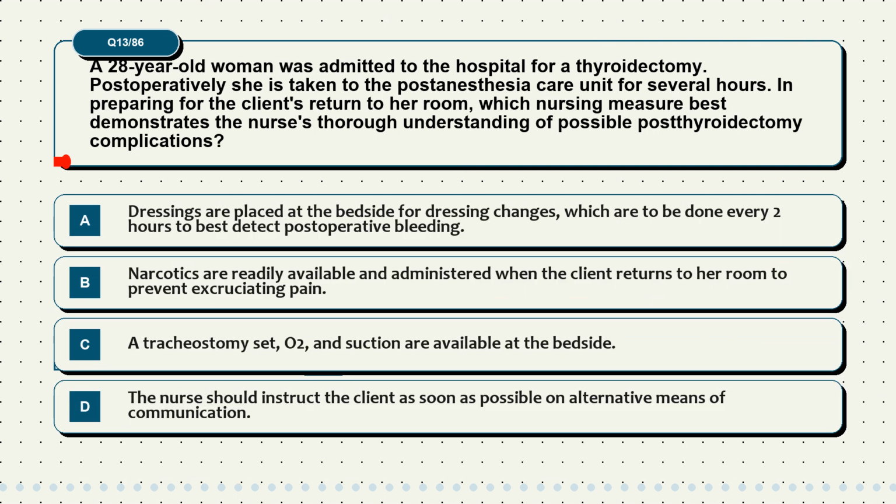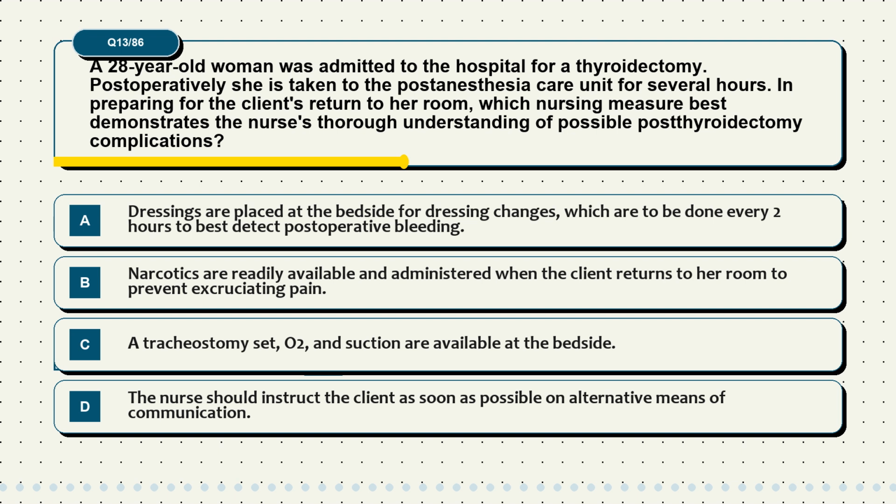Question 13. A 28-year-old woman was admitted to the hospital for a thyroidectomy. Postoperatively, she is taken to the post-anesthesia care unit for several hours. In preparing for the client's return to her room, which nursing measure best demonstrates the nurse's thorough understanding of possible post-thyroidectomy complications? Here are the options.